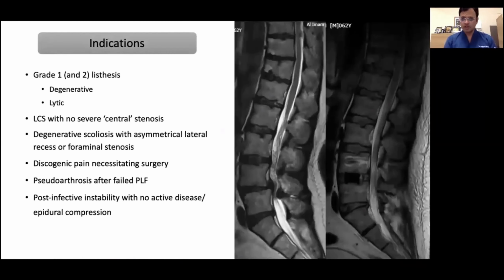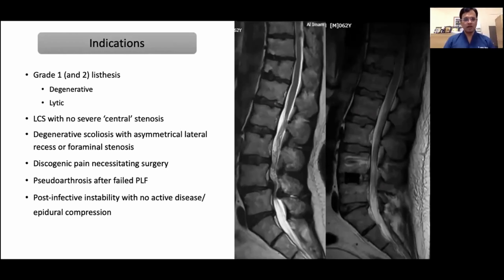Grade 1 listhesis, whether degenerative or lytic listhesis, are ideal indications for OLIF. Lumbar canal stenosis with no severe central stenosis. Degenerative scoliosis, where it has actually changed the entire management scenario. Discogenic pain necessitating surgery, where handling of the neural structures will be kept to a minimum. Pseudoarthrosis after failed posterior fusion. Post-infective instability with no active disease or epidural compression. These are some of the indications for OLIF surgery.